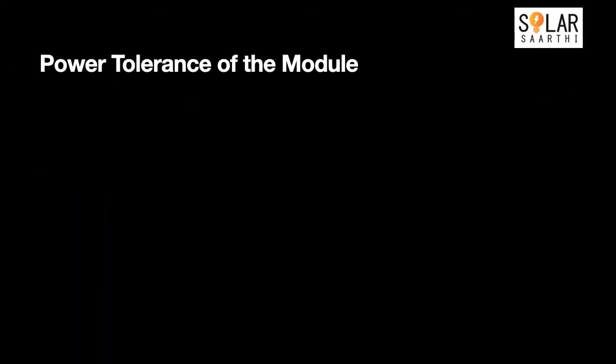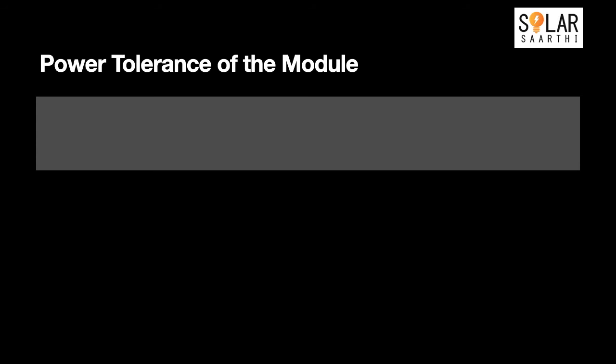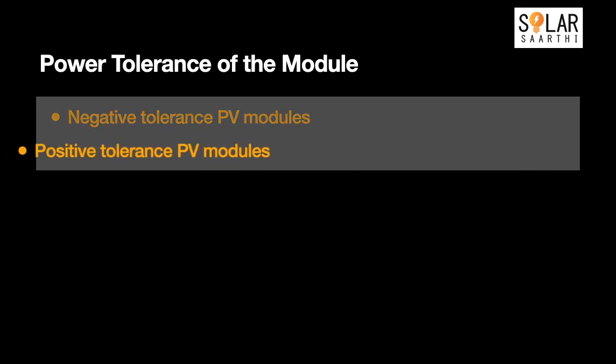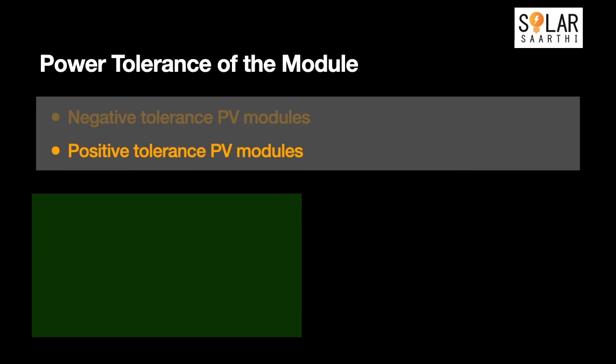Another factor to consider is the power tolerance of the solar PV module. In the market, we have two types of solar PV modules available, one with a negative power tolerance, another with a positive power tolerance. Let's have an example for both of these types. A module with a negative power tolerance would come like this: 350 watt peak, this is an example, plus minus 5% of power tolerance.